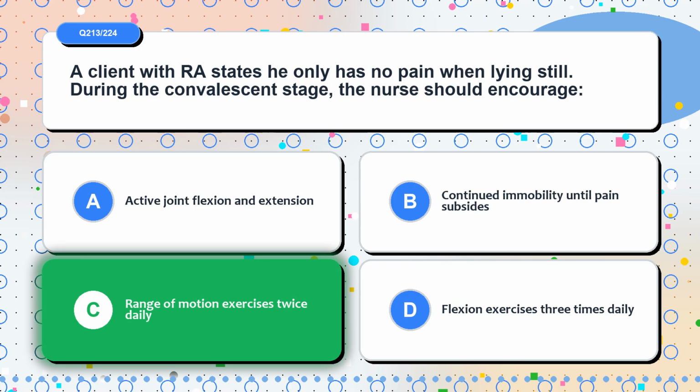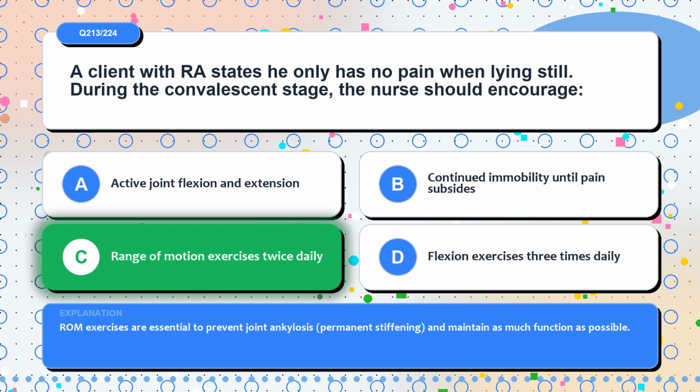The correct answer is option C. Range of motion exercises twice daily. ROM exercises are essential to prevent joint ankylosis, permanent stiffening, and maintain as much function as possible.